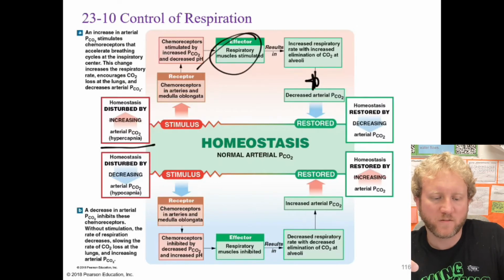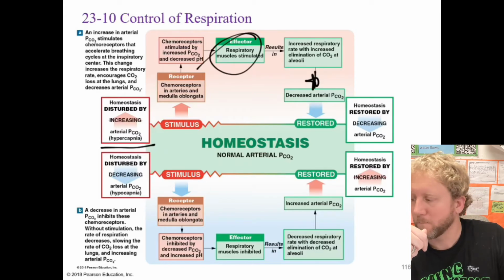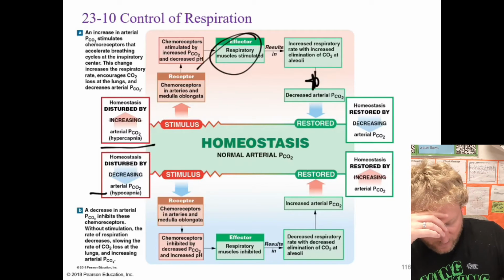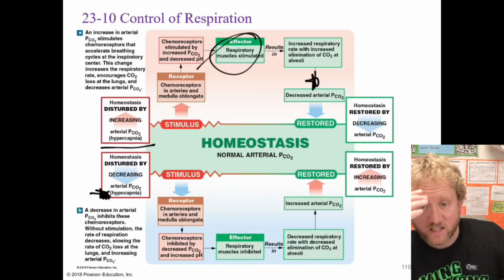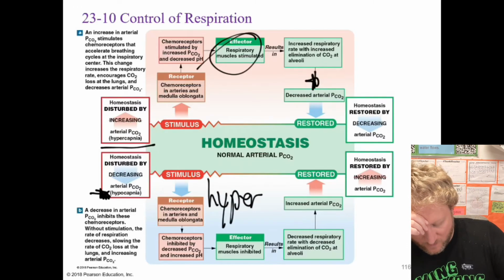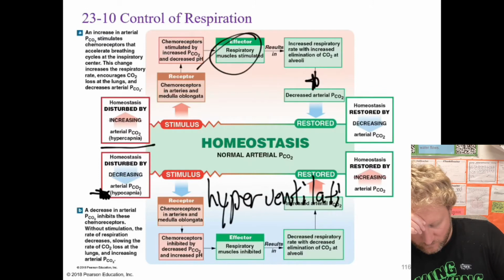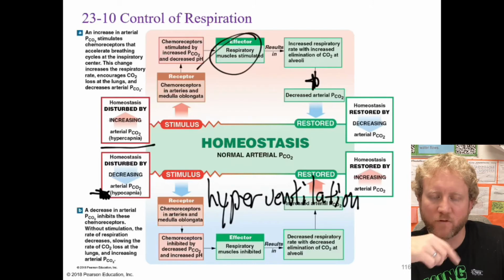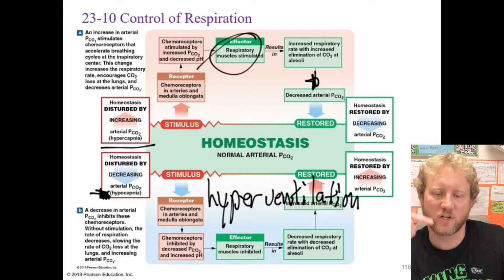The opposite of that, too little arterial partial pressure, is hypocapnia, which this particular condition is hyperventilation. If you breathe too fast, too much oxygen is in your blood. Basically, then the reverse happens and your breathing slows down.